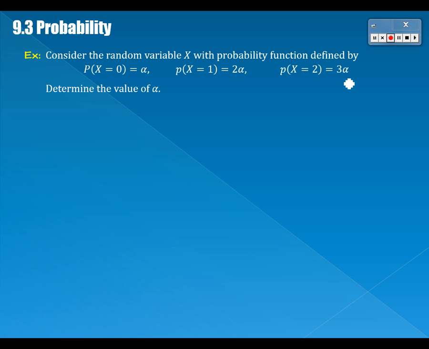Well, if this really is a probability distribution function, then what should be true about those 3 probabilities? Yes, I hear you say the probabilities should add up to 1, exactly. And when we add those up, we get 6 alpha equals 1. So what's alpha? You got it.